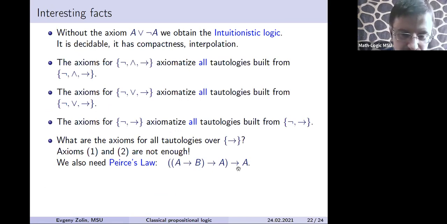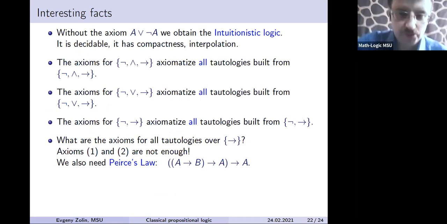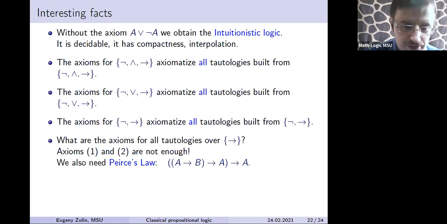((A → B) → A) → A. Only if you add this axiom to axioms 1 and 2, you obtain a complete system. And the proof is not trivial, because you do not have negation. You can't define what is a maximal consistent set of formulas, and so on. So the standard proof doesn't carry over.